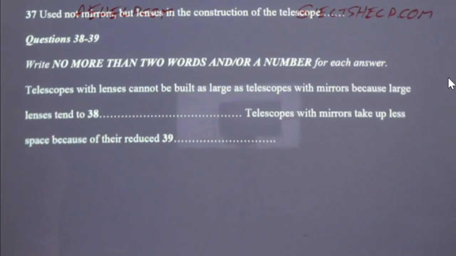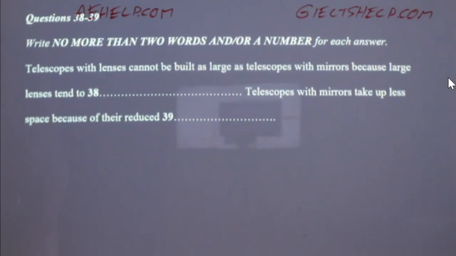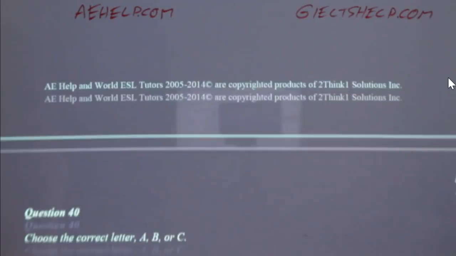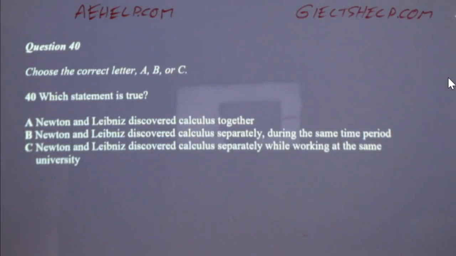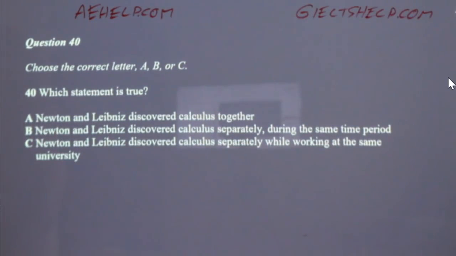First, mirrors do not warp as easily as lenses do, and by that I mean that lenses can lose their shape in hot or cold weather quite easily. Second, telescopes with mirrors take up less space because of their shorter focal distance. Third, telescopes with mirrors can be built far larger because the mirrors themselves can be built larger.